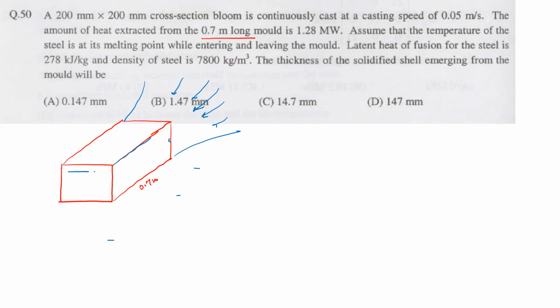So when it is not getting completely solidified, we will assume that it is emerging with this shell thickness, that is dx, okay. And this is your y direction, this is the flow direction, right. So the velocity of this movement, that is dy by dt, is 0.05 meter per second, okay. Now there are four walls, right. So this is one wall, this is second wall, and this is third wall and the fourth wall.